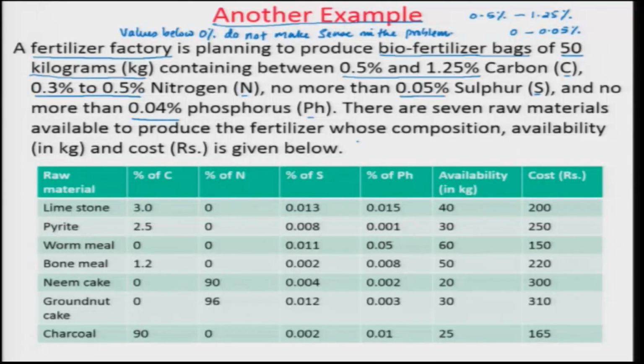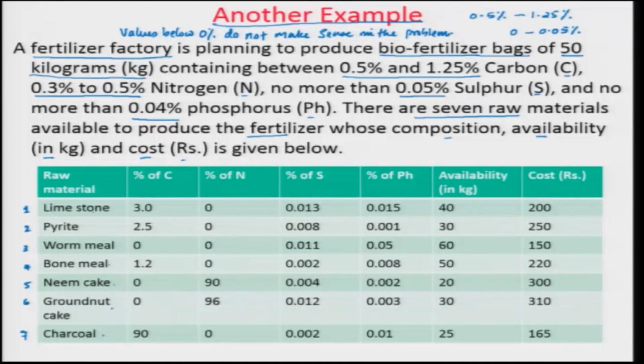And there are 7 raw materials. So ideally there are 7 raw materials available to produce the fertilizer, from which the biofertilizer can be produced, whose composition, availability in kilogram and cost in rupees is given below. So the raw materials are given in this table. These are the 7 raw materials: 1, 2, 3, 4, 5, 6 and 7. The 7 raw materials are limestone, pyrite, worm meal, bone meal, neem cake, groundnut cake and charcoal.